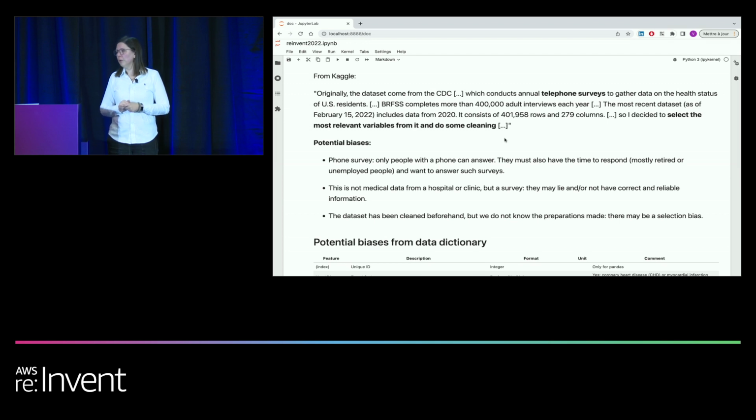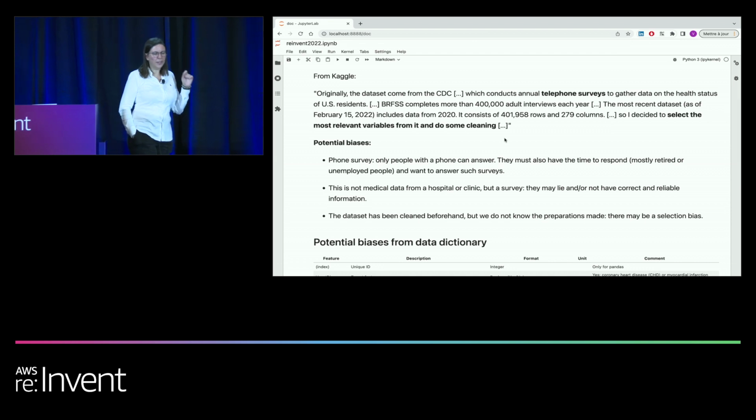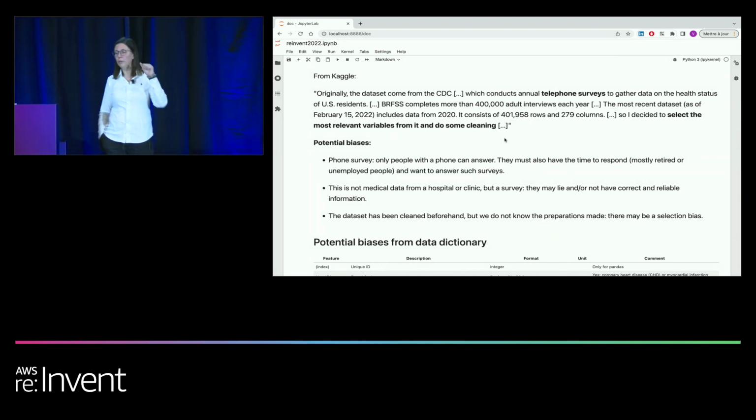Second, it is done in the US, so you have only US citizens. Maybe health in the US is not exactly the same as in other countries. And the data set has been cleaned. It is the last sentence: I decided to select the most relevant variables from it and do some cleaning. But you do not know what choices were made and which preparation steps. What was the preparation that was made in this data set? We don't know.